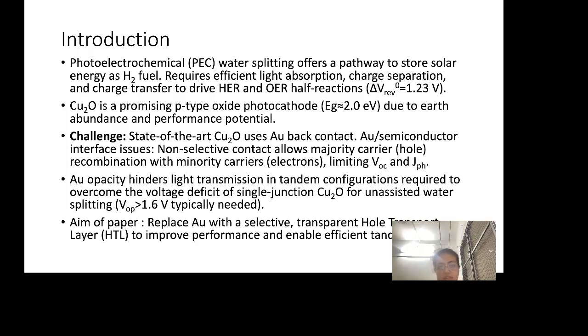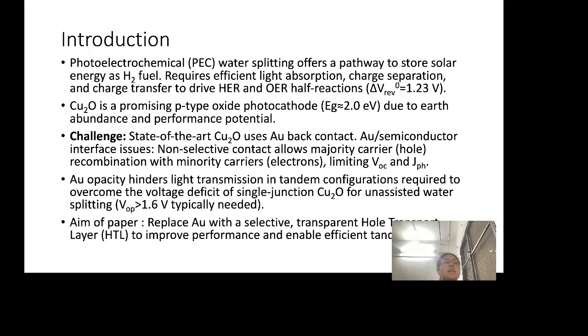The challenge associated with using cuprous oxide is that state of the art cuprous oxide uses gold as a back contact, and there are two issues here. Firstly, gold is a non-selective contact at the semiconductor interface, which means that it takes up electrons and holes equally. The problem with non-selective contacts is that recombination can occur if they're not passivated properly, and that is one of the main challenges with this cuprous oxide gold interface.